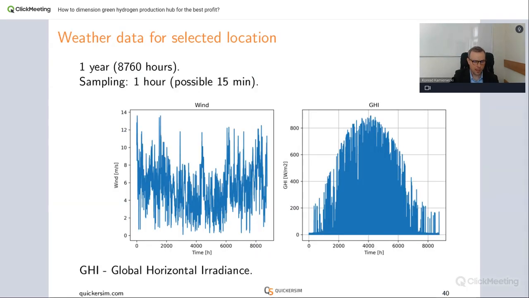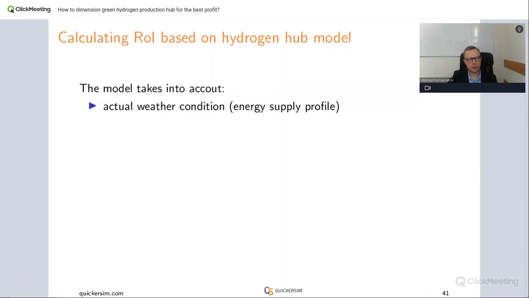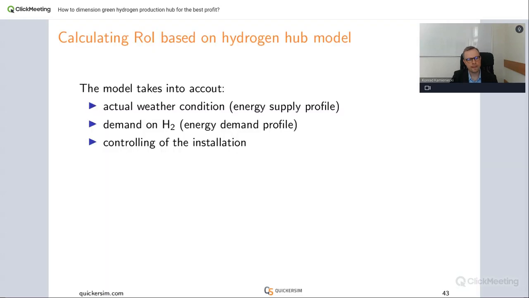Okay. And of course, if you want to get more accurate results from our installation, we need to take into account realistic weather data. So I downloaded wind data for the location and global horizontal irradiance for the location. Our model will take into account the actual weather conditions. So this is the energy supply profile for our installation. I will take into account demand on hydrogen, which is not constant in time. It has a sinusoid character. I will take into account the controller of the installation.